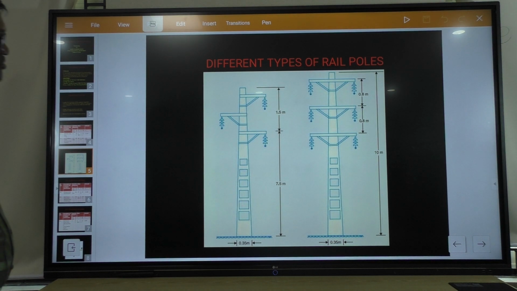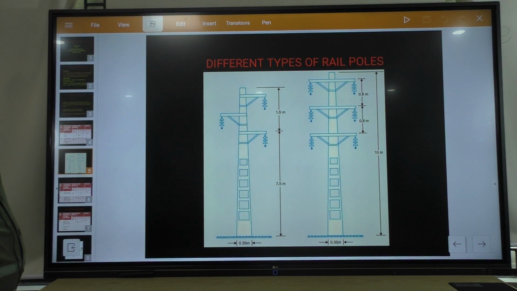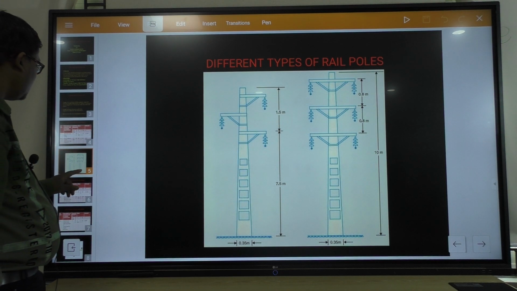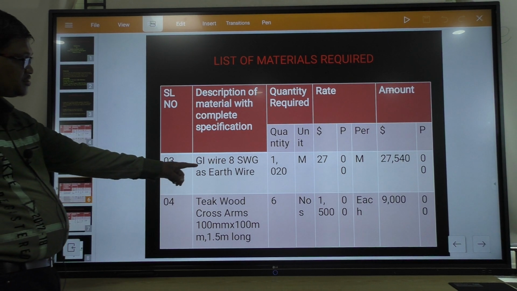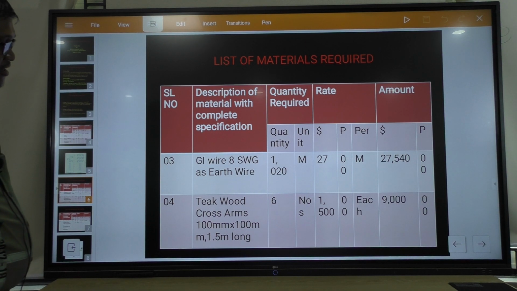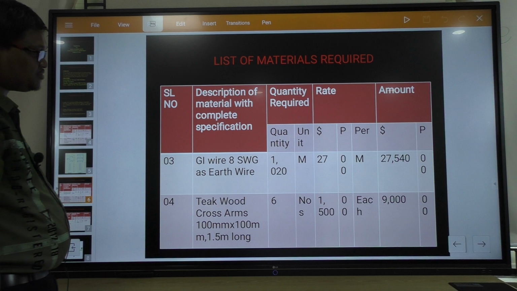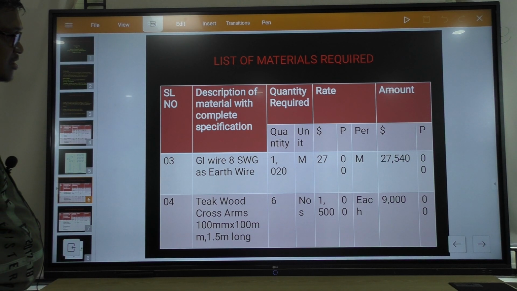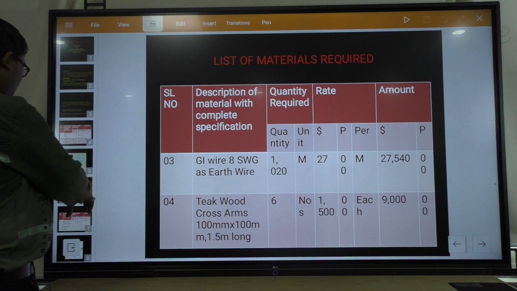For the L type cross arm, and for the T cross arm, between two consecutive cross arms it is 0.8 meter, and the total height is around 10 meter. Next, GI earthwire, already we have discussed, that is 8 SWG earthwire, 1020 meters is required. Then cross arms required are a total of 6 numbers, and each has a cost of 1500, so total approximately 9000.